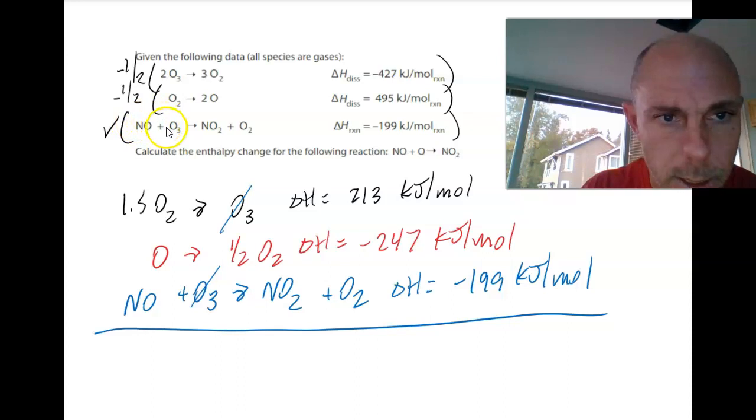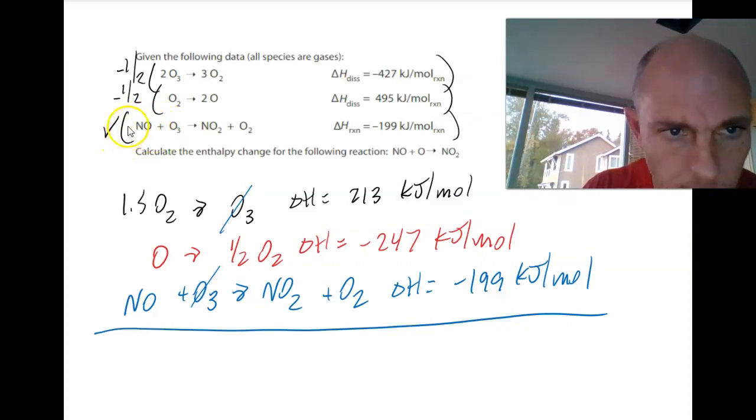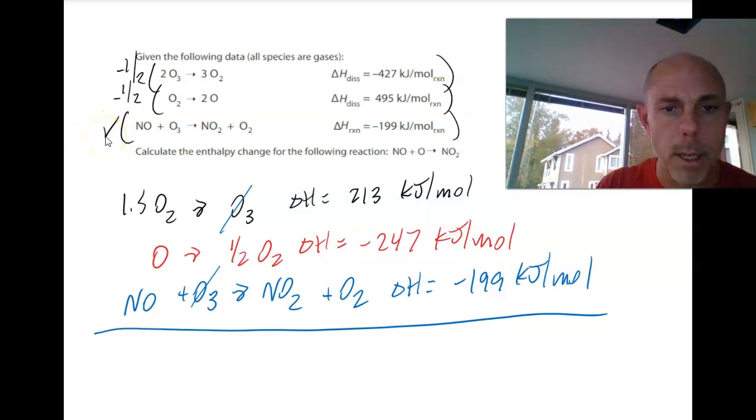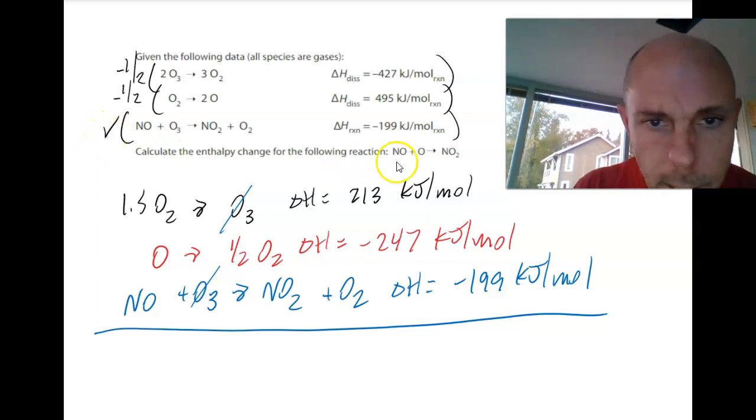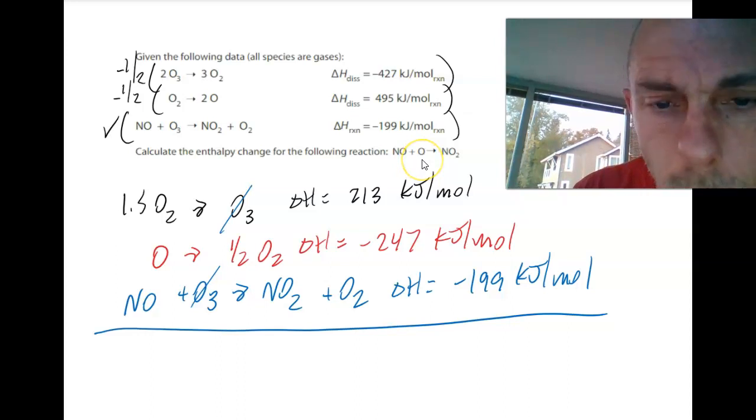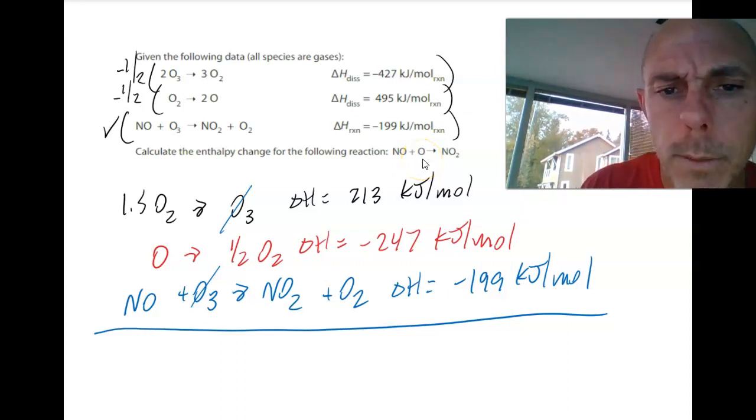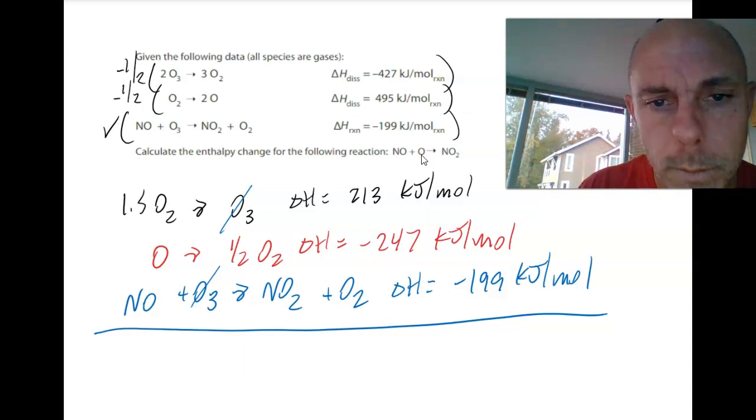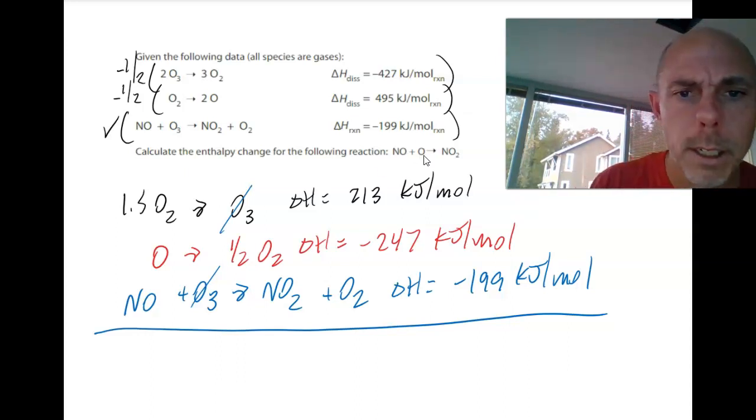This third reaction has NO on the reactant side, nothing else does, there's 1 mole of it, so I'm going to keep it. This check mark is saying, hey, I'm going to keep that one. Then I need 1 mole of O atoms, individual O atoms, which are rare. It's a very reactive species. It's a free radical. Oxygen is usually O2. But on the reactant side, and just 1 mole of it.